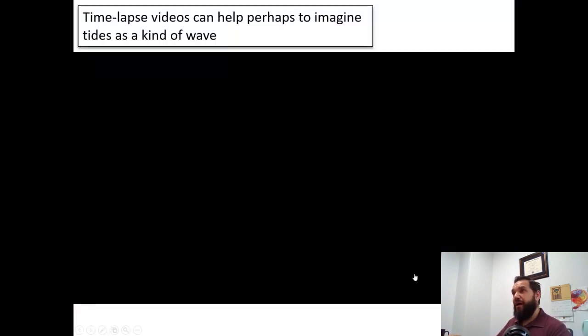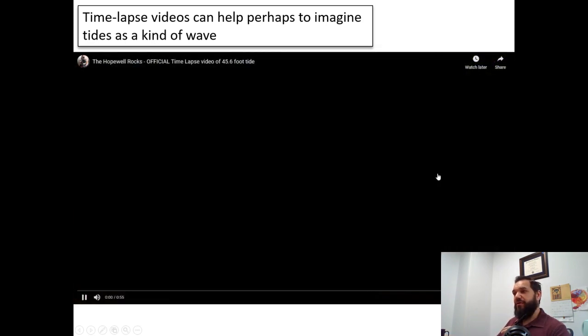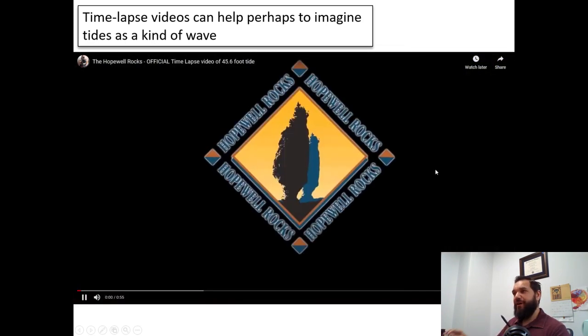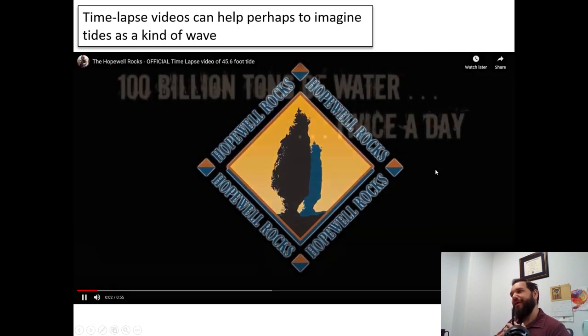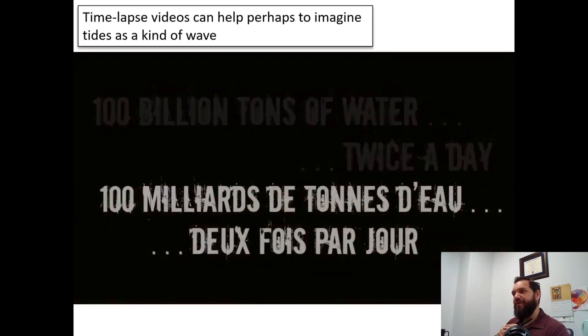Okay. So maybe this little time-lapse video might help you imagine the tide as a wave. So we're going to look at the tides at the Bay of Fundy, which we talked a lot about, but it's maybe going to help you visualize tides as a wave. So if you look at the time lapse, the 45-foot tides from the Bay of Fundy coming in and going out, you'll maybe see what I mean here.